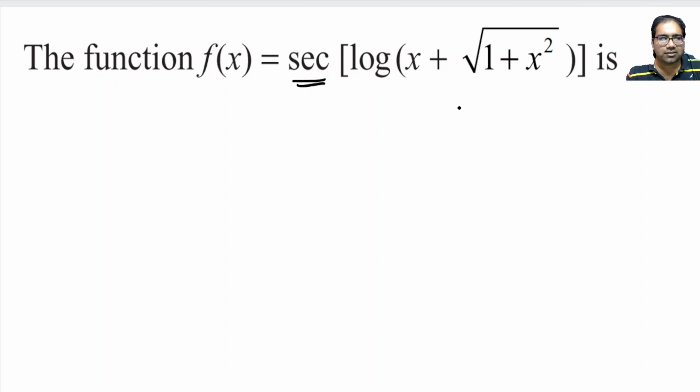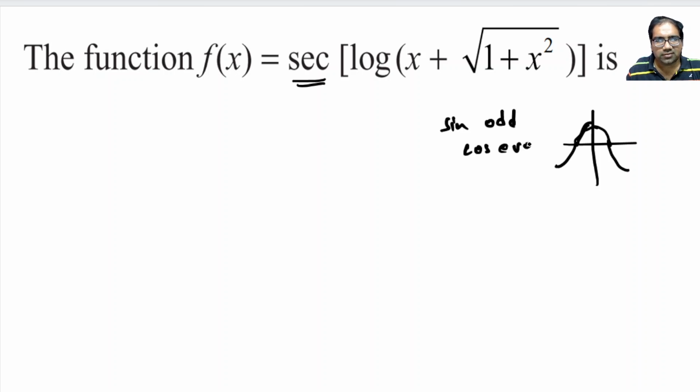Secant is inverse of cos and we know cos is even function. Cos looks like this. Cos is even unlike sine. Sine is odd function. Cos is even function. We know this. What does that mean? Cos of minus x is equal to cos of x. Even function means f of minus x is equal to f of x.